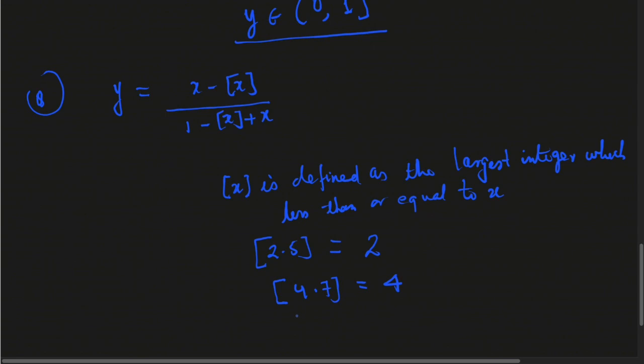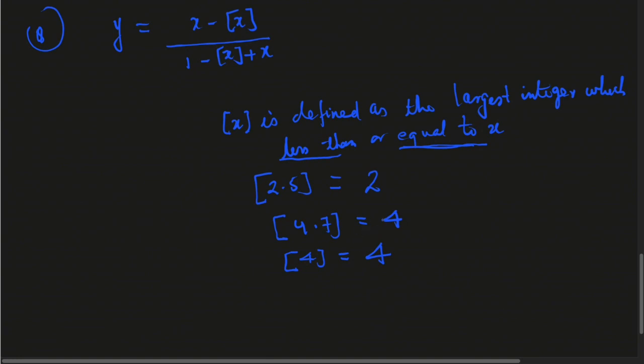The largest integer which is less than 4.7 is 4. If you find the greatest integer of 4 itself, then the largest integer which is less than or equal to 4 is 4 itself, because we also have this equal to logic. So this is how the greatest integer function is defined.